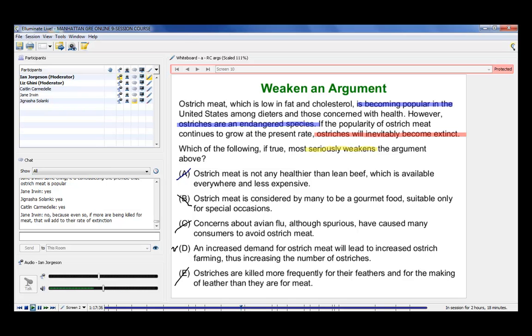Yeah, if anything, it strengthens it. It makes it worse for the ostriches because if we're not just killing them for their meat, but we're also killing them for feathers and leather, then that makes it even worse. Look at how D works. Farming. Did they mention farming in the original argument?